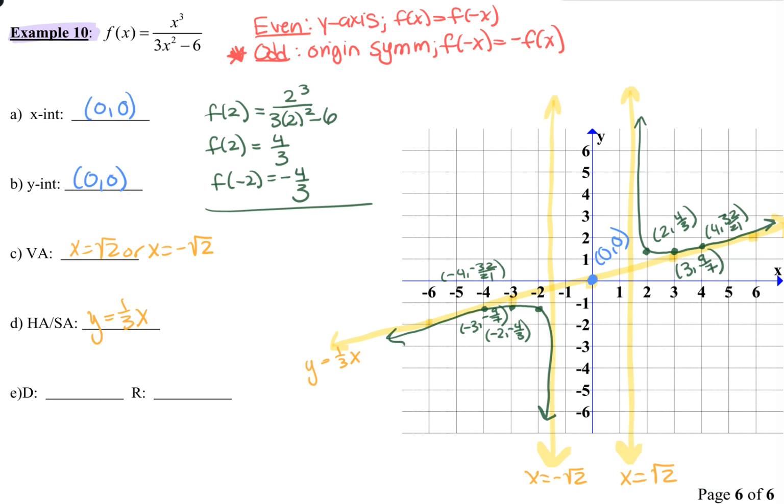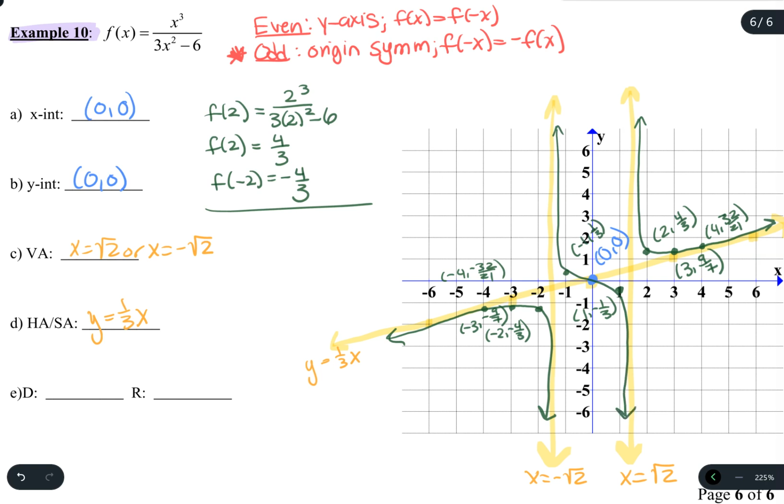And then in the middle, you can calculate points. If I calculate positive 1, I get 1 over 3 minus 6, so -1/3. So (1, -1/3), which means I have (-1, 1/3) using my symmetry. And I can make my graph like so. All right, that's the end of today's lesson.